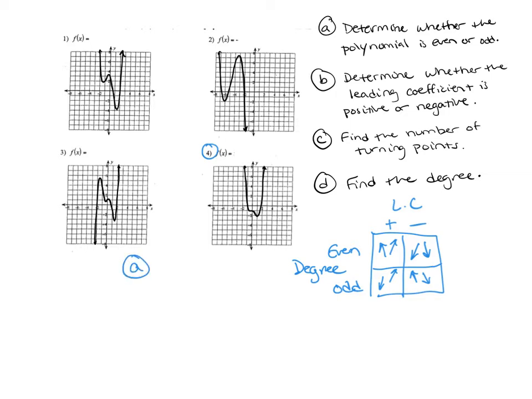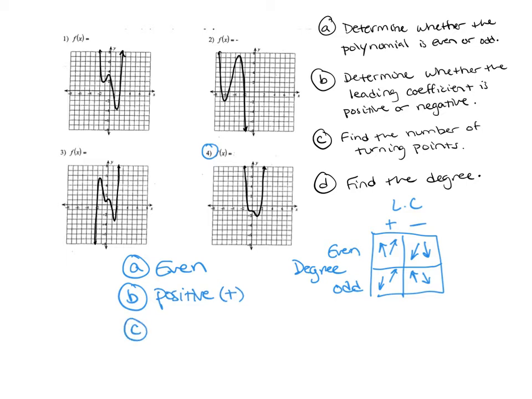So for problem number 4, I see that both my ends are going upward, just like this. So we know we're going to have an even degree. And then for part B, we can say that our leading coefficient is going to be positive. So that's the sign right there. I actually write out the word positive, but if you just gave me a plus sign, that's also okay. Part C asks for the number of turning points.